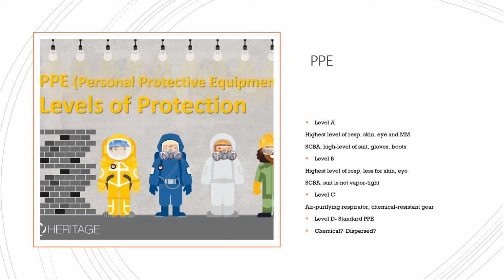So level A is the highest. And then you go down to level B. Highest level for respiratory, less for skin and eye. The suit still has its air-contained suit, but it's not vapor tight. And then level C has an air purifying respirator and chemical resistant gear. And then level D is your standard PPE, which is a person that's kind of off to the side there. So just know it goes from A to D, with A being the most protective.